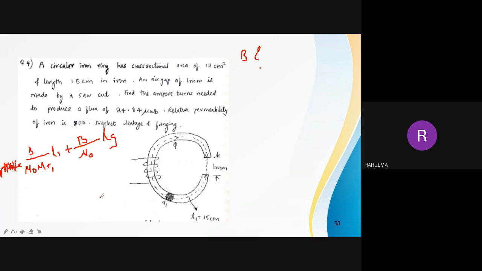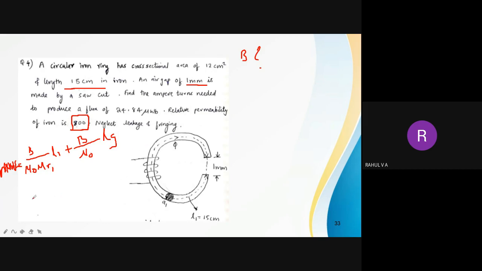Then mu 0. We know that it is a constant, 4 pi into 10 raised to minus 7. Mu R1, they have given as 800. L1 also they have given, and we have converted it into meter, no issue. Then again we have B, as I said, keep it on one side. Then divided by mu 0, that is 4 pi into 10 raised to minus 7. Then Lg, they have given. The air gap is 1 mm.